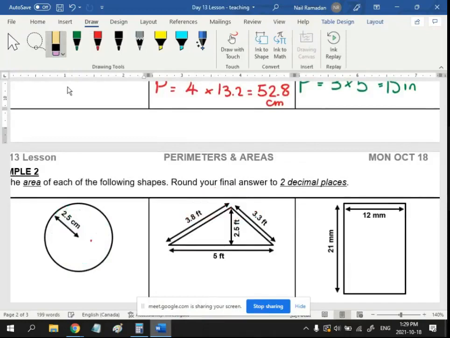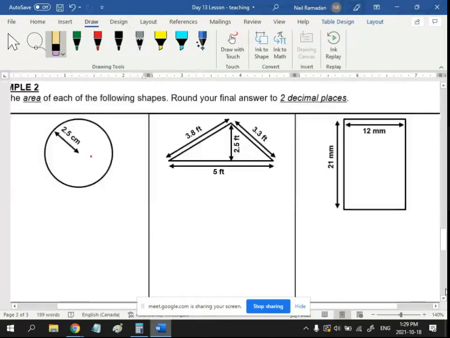Okay, let's go. What shape is this? Quick. Circle. So go ahead, write circle. Can someone tell me what's the area of a circle? What's the area equation of a circle? Go to the first page of the notes and tell me what the area equation of a circle is.